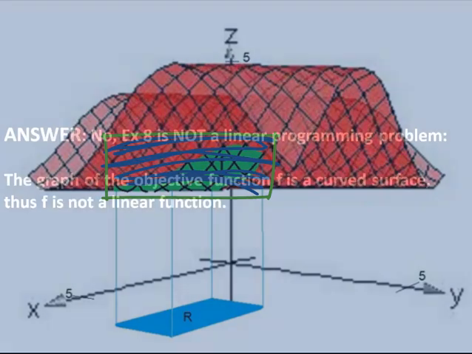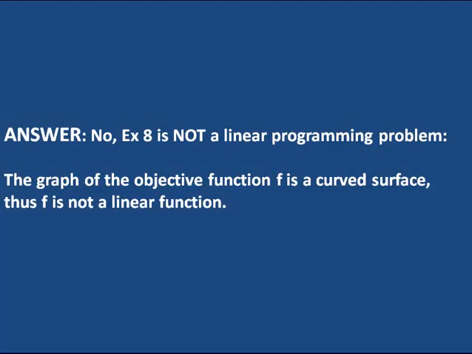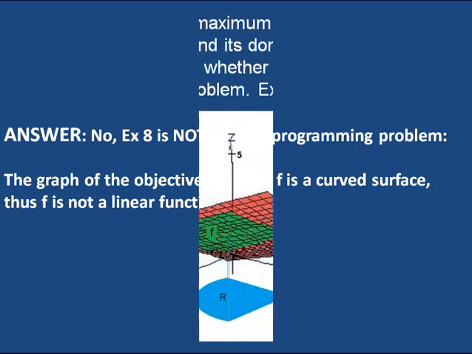Let's summarize. So, the answer, no, exercise 8 is not a linear programming problem. The graph of the objective function f is a curved surface, and thus f is not a linear function. Remember, had f been a linear function, it would have to be part of a planar surface. Okay.